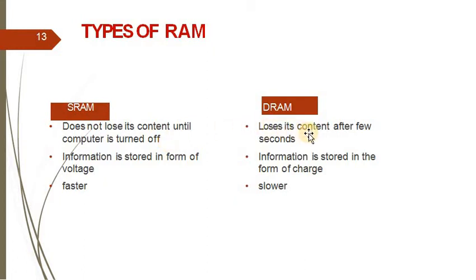Dynamic RAM loses its content after a few seconds. That is a dynamic memory. So even if you do not turn off your computer, it will lose its data after a few seconds. In SRAM, information is stored in the form of voltage, but here it is stored in the form of charge. SRAM is faster and DRAM is slower. So these are the key differences between the SRAM and DRAM.